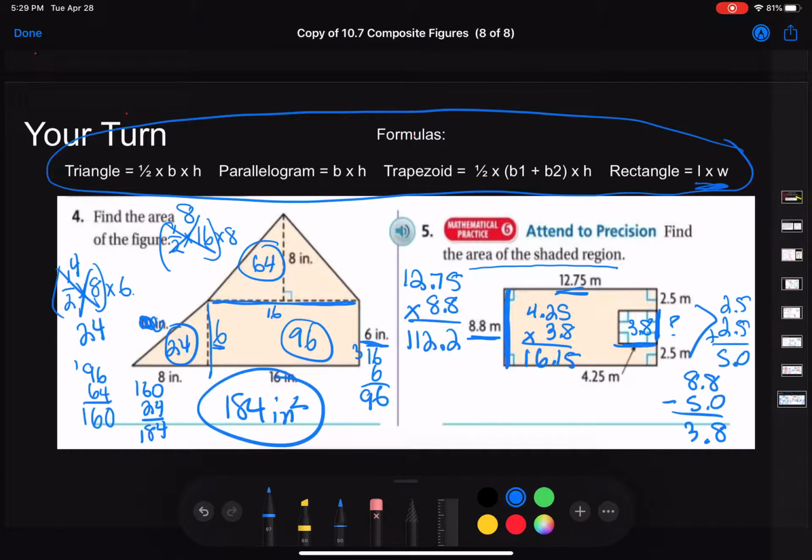Now you need to subtract, because the area of this right here is 16 and 15/100. You need to take it away from the whole entire area in order to find the shaded. So you have 112 and 2/10, and I'm going to add a 0 here, and then you're going to take 16 and 15/100 away from it. So I will go old school here.